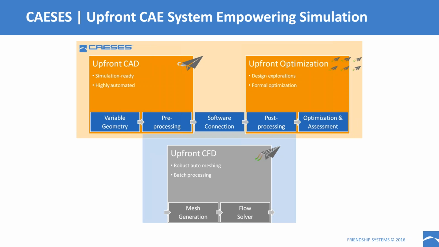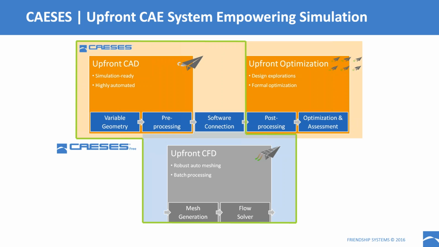Since this webinar is focused on CAESES Free, and so the users of our free version, let me just highlight here what is included in the free version of CAESES. So basically, you can see that most of the parts shown here are also available in CAESES Free. The one thing that is not available is the optimization. So with CAESES Free, you can generate geometries and couple to simulation software, but you will not be able to run automated optimizations or explorations.